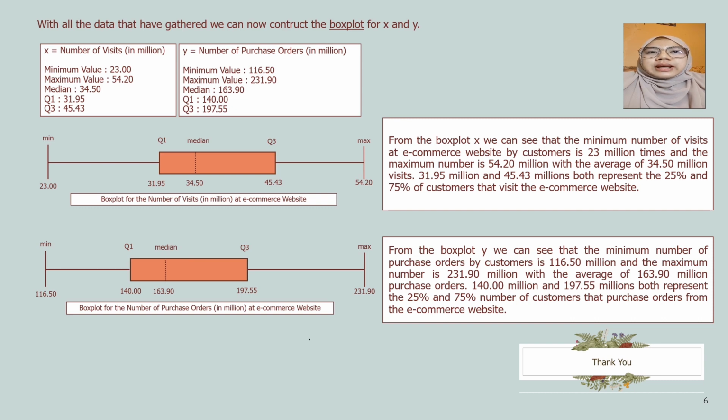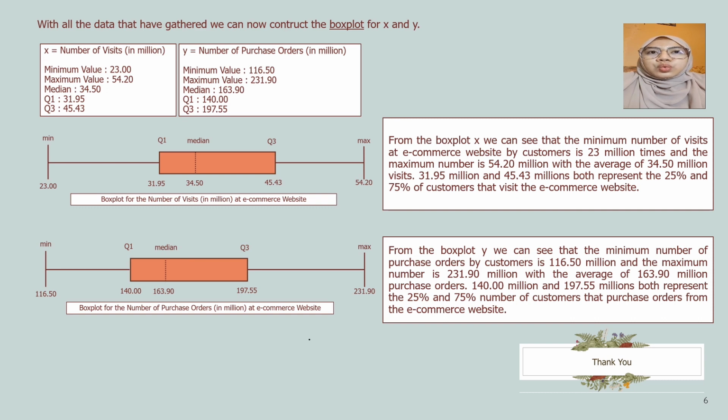From box plot X, we can see that the minimum number of visits at the e-commerce website by customers is 23 million times and the maximum number is 54.2 million, with the average of 34.5 million visits. 31.95 million and 45.43 million represent the 25% and 75% of customers that visit the e-commerce website.